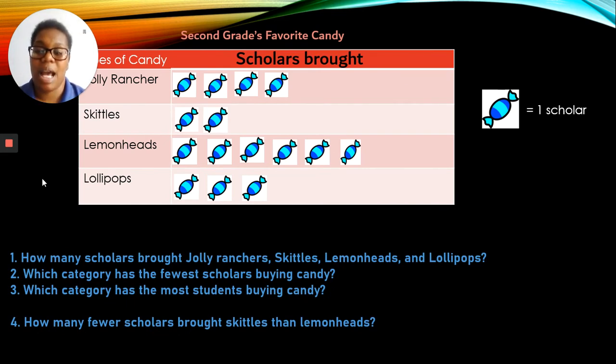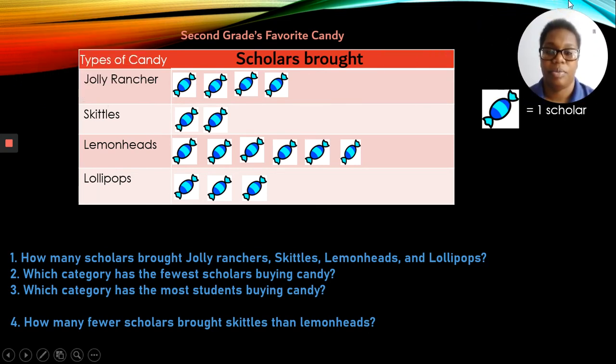Number 1, how many scholars brought Jolly Ranchers, Skittles, Lemon Heads, and Lollipops? This should be easy. All we're doing is adding it up. Number 2, which category has the fewest scholars buying candy? Number 3, which category has the most students buying candy? And number 4, how many fewer scholars brought Skittles than Lemon Heads?